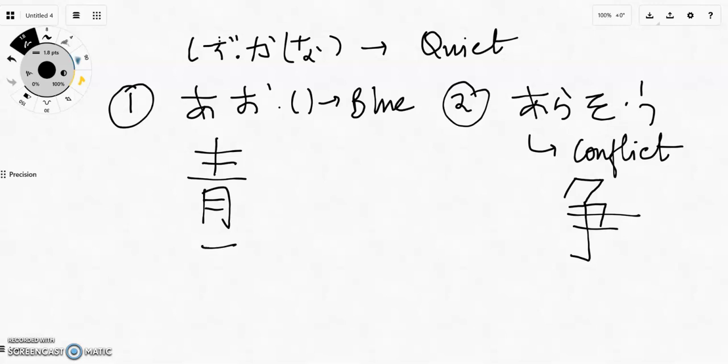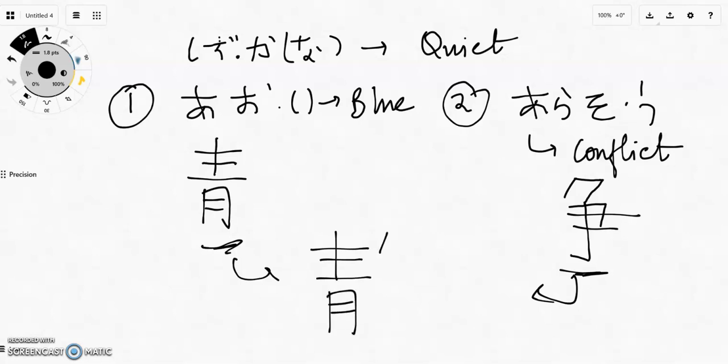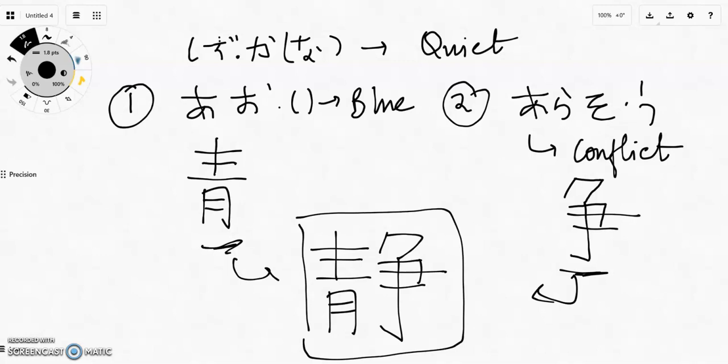Now this is one half of the radical kanji, and the other half is this. Let's put both these together. We have blue and conflict. Blue also goes with the meaning of calm, right? Calm, like a blue sky, calm, right? And conflict. So to quieten a conflict, okay? To calm a conflict. So together this kanji means to be quiet.